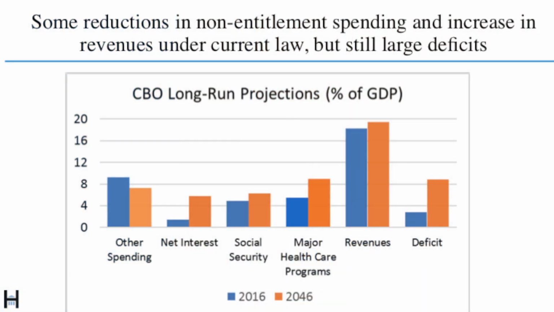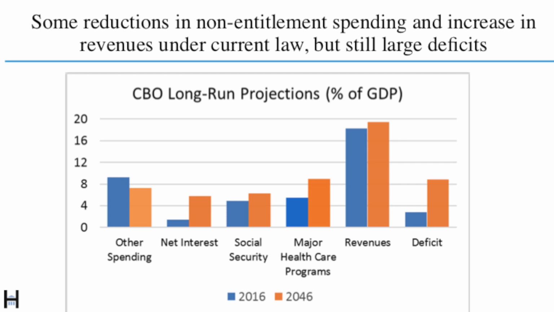If you look just at spending as a share of GDP, you can see what CBO is assuming when they say, here's what I'm assuming about the long run, what's going to be different. So you can see that they're expecting other spending, things like infrastructure, to go down as a share of the economy. Net interest, so if we borrow money over time and we have to pay interest, that's going to go up. Social Security goes up.